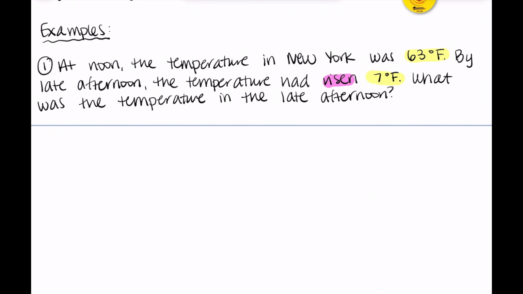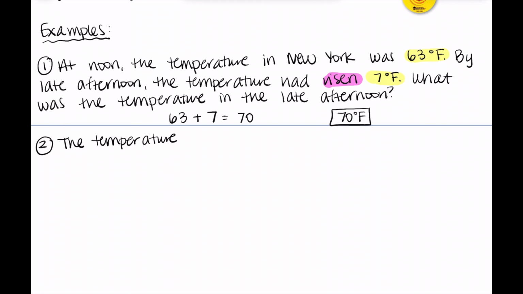We have 63 degrees Fahrenheit and 7 degrees Fahrenheit, and we know that it has risen by that amount. So we're going to take the 63 and add that 7-degree increase to get 70. So 70 degrees Fahrenheit would be our answer for number 1. Now we'll get into our second example for the temperature questions.